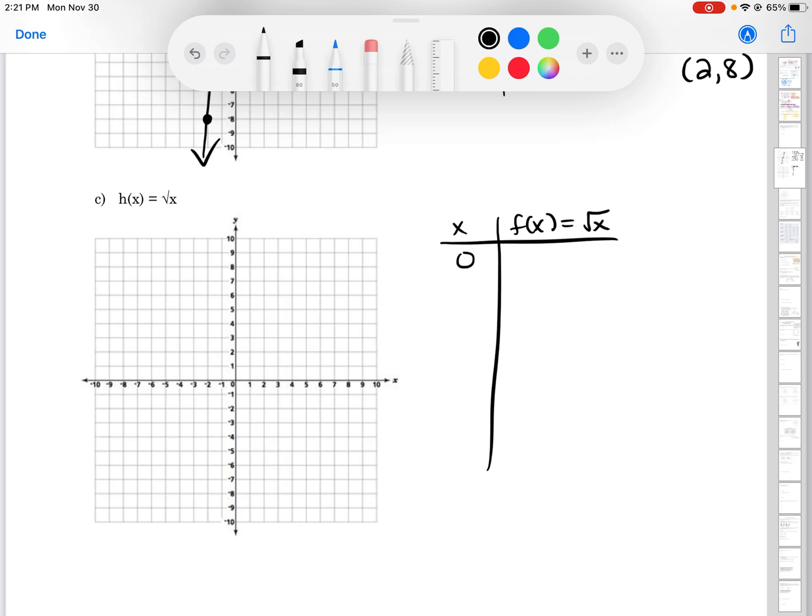And then let's pick numbers that are easy to take the square root of. So the square root of 1 is easy. Square root of 2 is going to give me a decimal. Square root of 3 is going to give me a decimal.